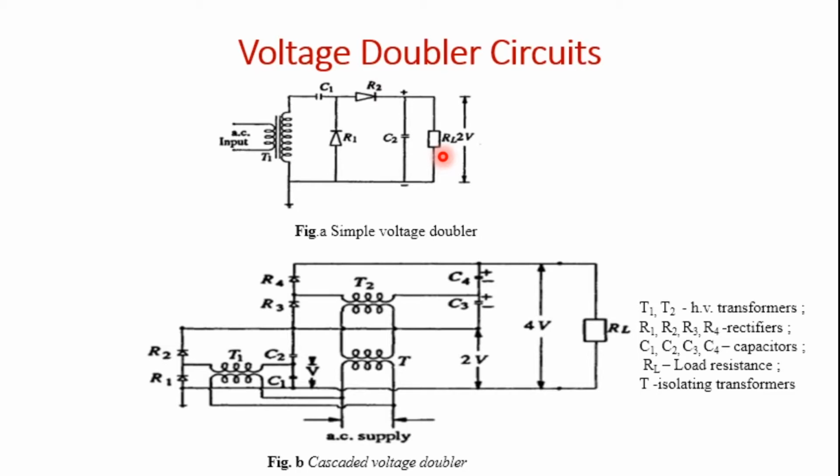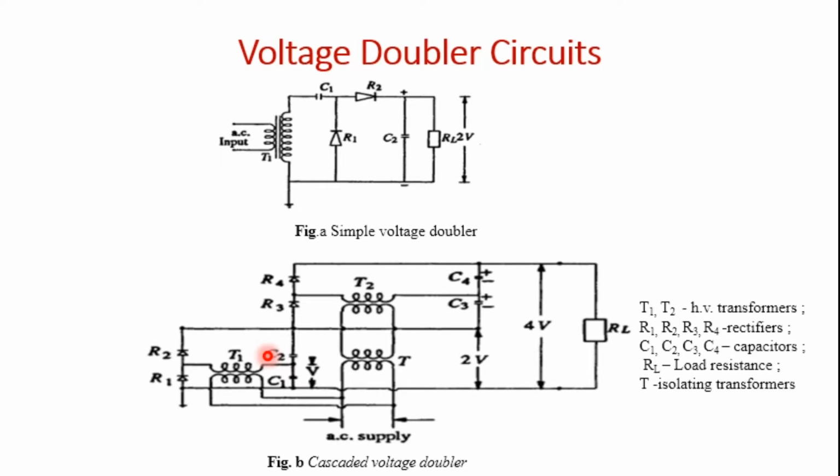Cascaded voltage doubler circuits are used for larger output voltages without changing the input transformer voltage level. A typical circuit is shown in the figure. It is the same as the simple voltage doubler circuit, where you can see R1, R2, C1, C2 and the transformer in place, and this whole circuit is the same as the voltage doubler circuit.